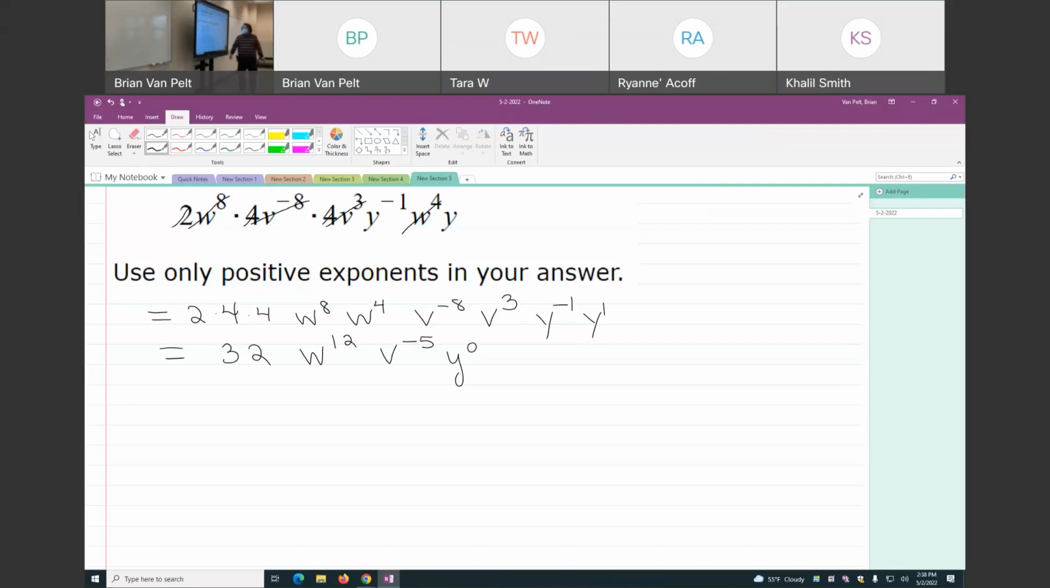And now all I got to do is move the v. Everything else is in good spots. So I have 32, w to the 12th, v to the 5th. If I try to put y to the 0 in my answer, I will get it wrong. Why will I get it wrong? What did that thing tell me about the exponents? Write them with only what kind of exponents? Oh, positive, and 0 is not a positive number.